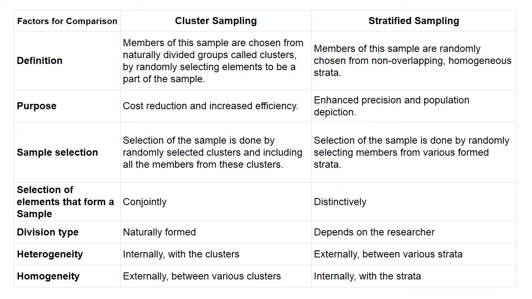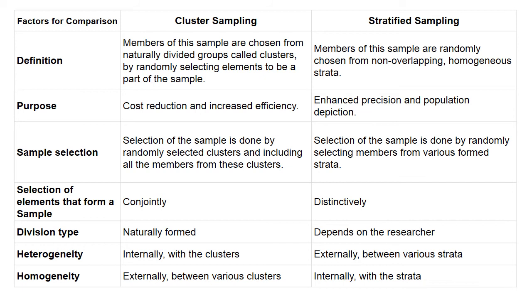Now this is the difference between cluster sampling and stratified sampling. On the basis of definition, in cluster sampling the members of the sample are chosen from naturally divided groups called clusters by randomly selecting elements to be part of the sample. In stratified sampling, members of the sample are randomly chosen from non-overlapping, homogeneous strata. Purpose: in cluster sampling, cost reduction and increased efficiency. In stratified sampling, it is enhanced precision and population depiction.